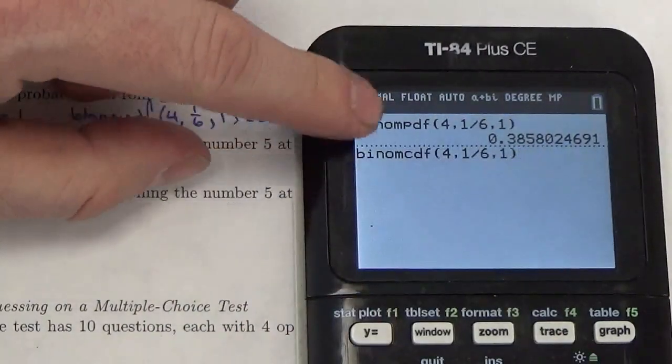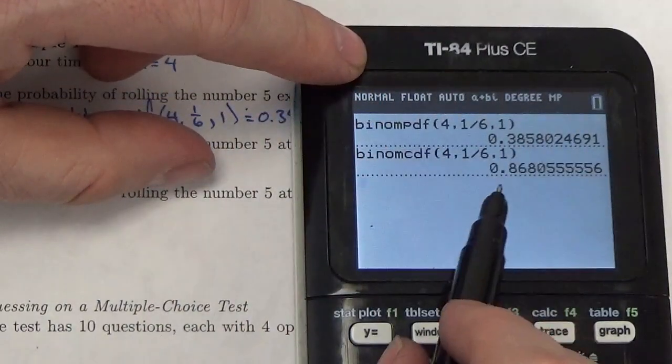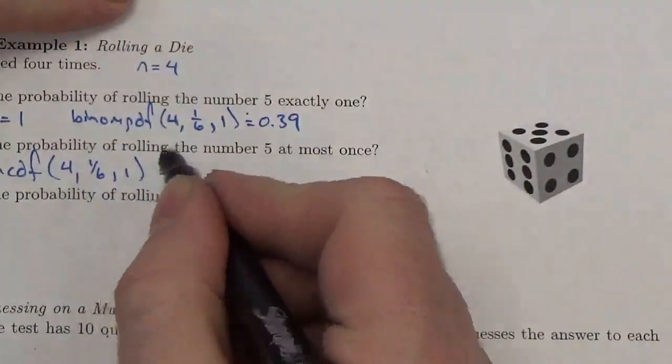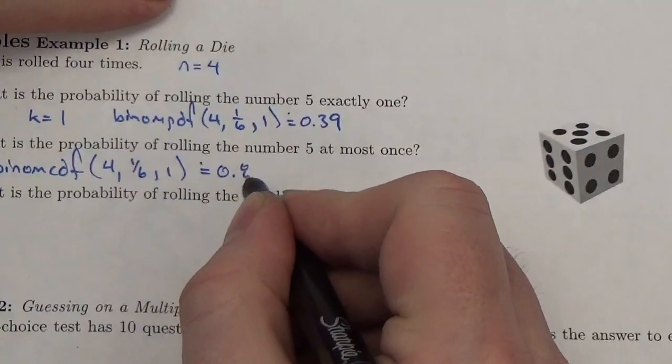Looks the same, except for that one letter there. And now I'm going to get 0.87. Okay, so approximately 0.87.